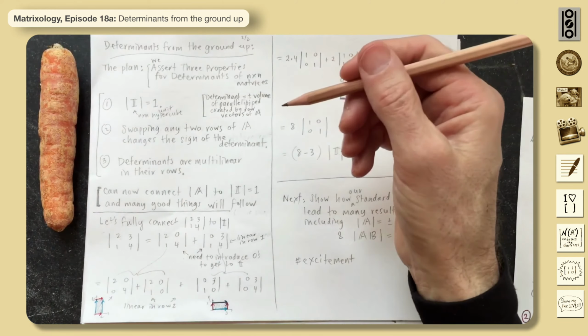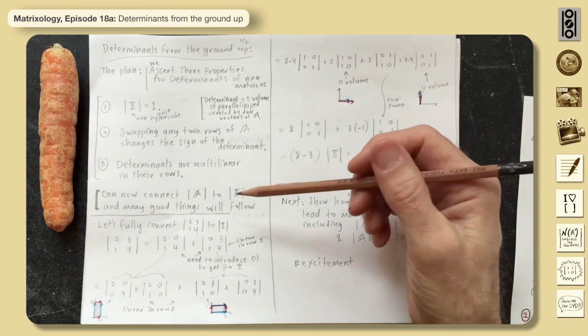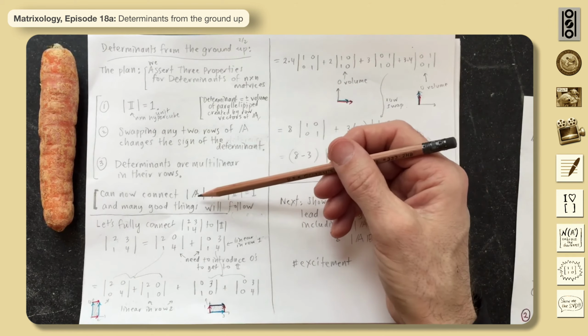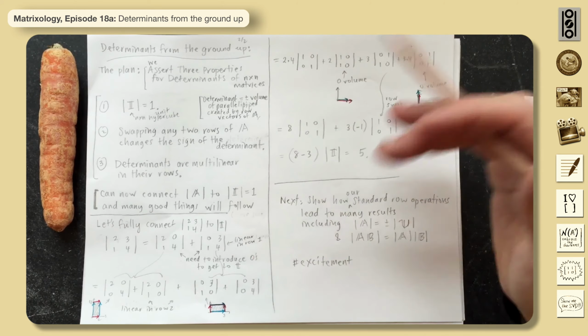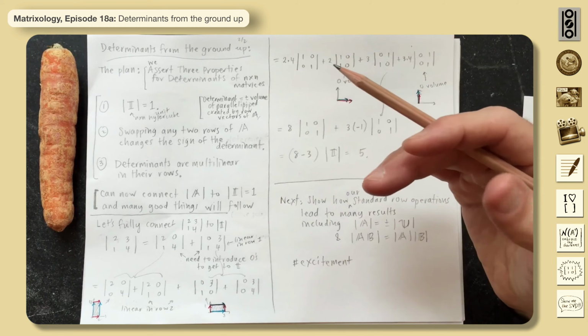Okay. So we've noticed this about this. We've noticed these three properties, and we're going to then assert them. And the idea is we can connect any determinant to the determinant of the identity by doing these things, right? We can use multilinearity and then row exchanges to move from A to the identity. And so we'll just do a simple example here. The next part will be getting back to our standard row operations and showing how we can use all of those in a good way.